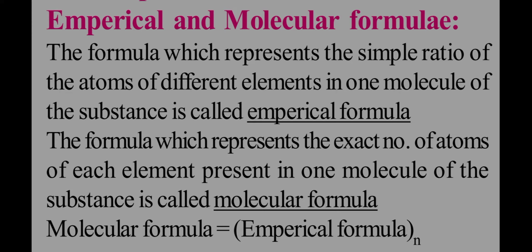The formula which represents the simple ratio of atoms of different elements in one molecule of the substance is called empirical formula. The formula which represents the exact number of atoms of each element present in one molecule of the compound is called molecular formula. Simple ratio, empirical formula. Exact number is called molecular formula.